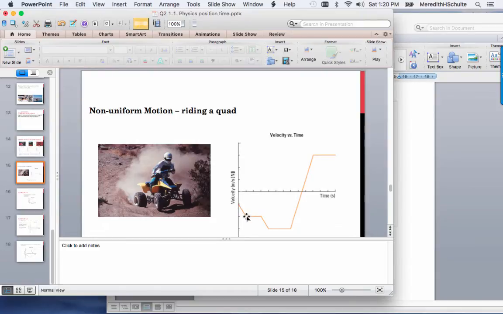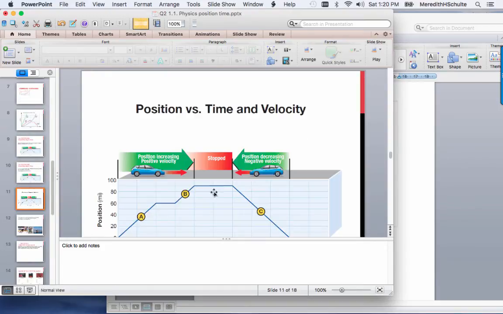Negative just because he is going back towards position 0. That might sound weird. Let's look back at our other graph. Negative velocity right here, this part of the graph, because they're going back towards position 0. Okay.